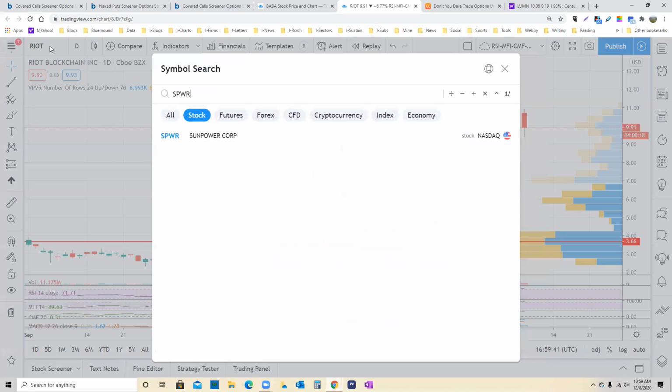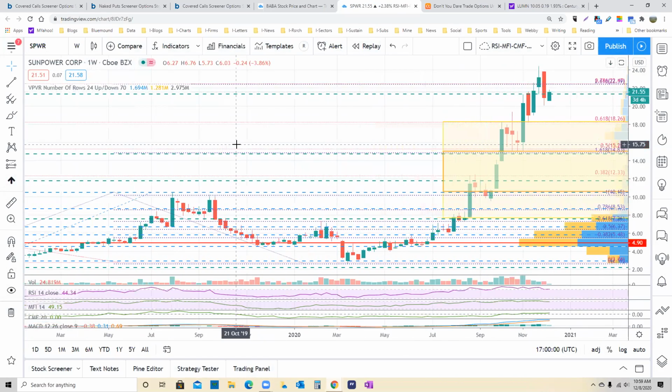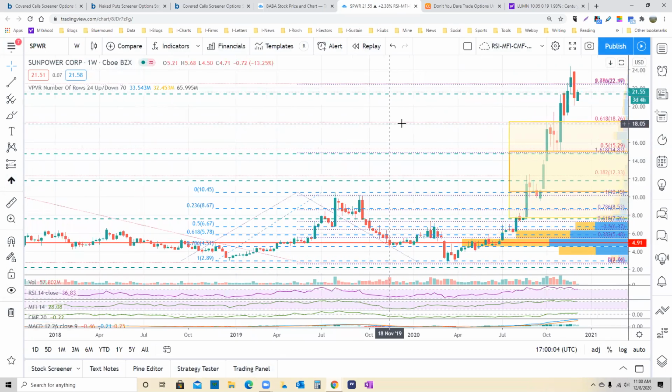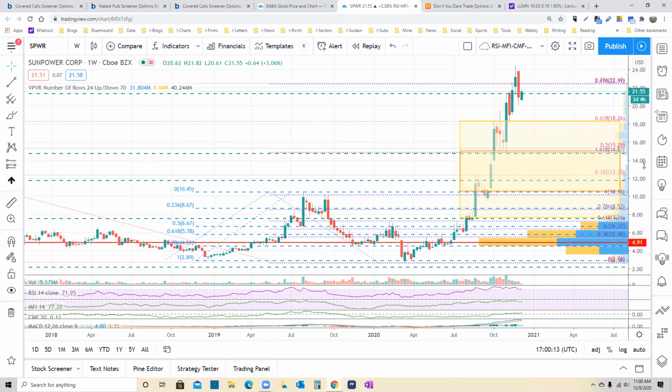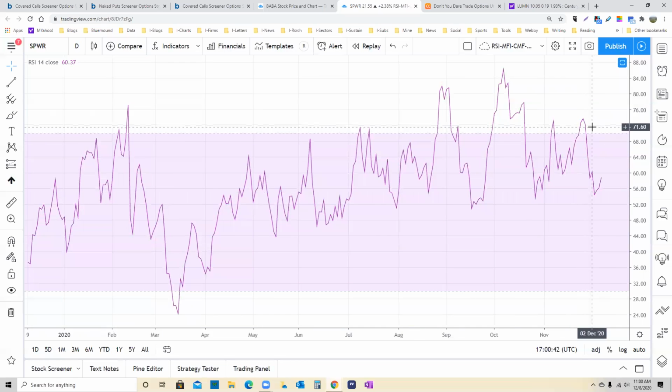SunPower we'll finish with again. SunPower puts. I do know the story on SunPower. I do still think it has a shot to go to 100 or higher because they are an asset-light business now. On the weekly, it's just coming off of overbought. So this is probably where you should be selling covered calls.